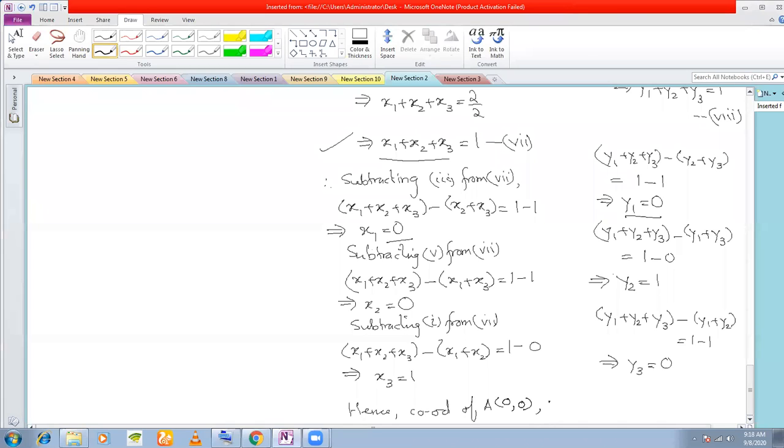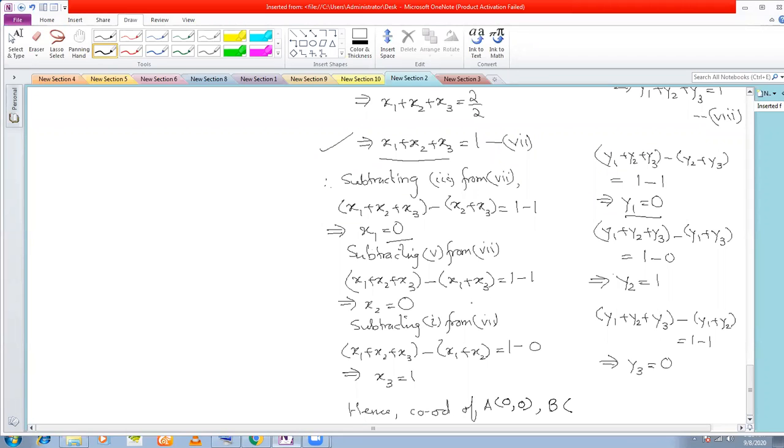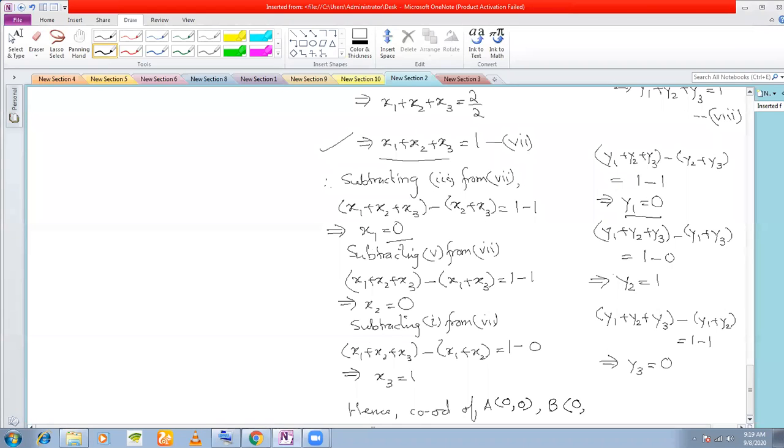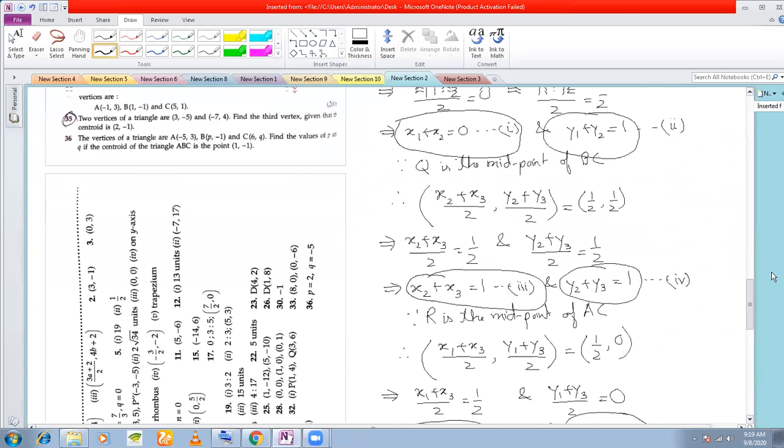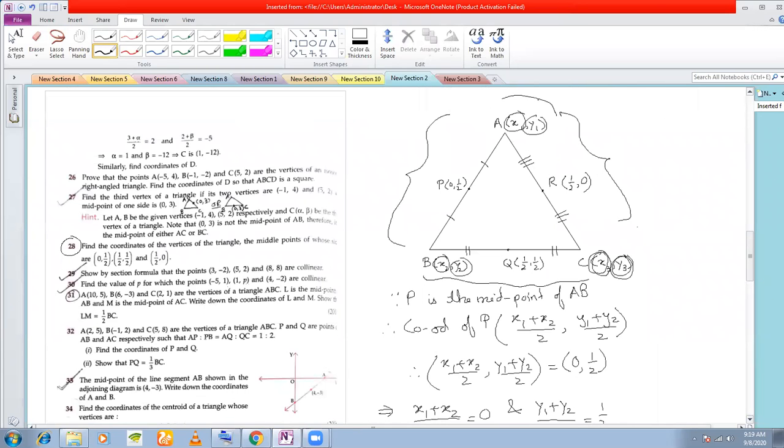What about B? The coordinates of B, x2, y2. x2 is 0 and y2 is 1. And the coordinates of C, x3, y3. x3 is 1 and y3 is 0. So we have found from the midpoints, given the midpoints of the sides of the triangle, we have found out the coordinates of the vertices of the triangle, A, B and C.